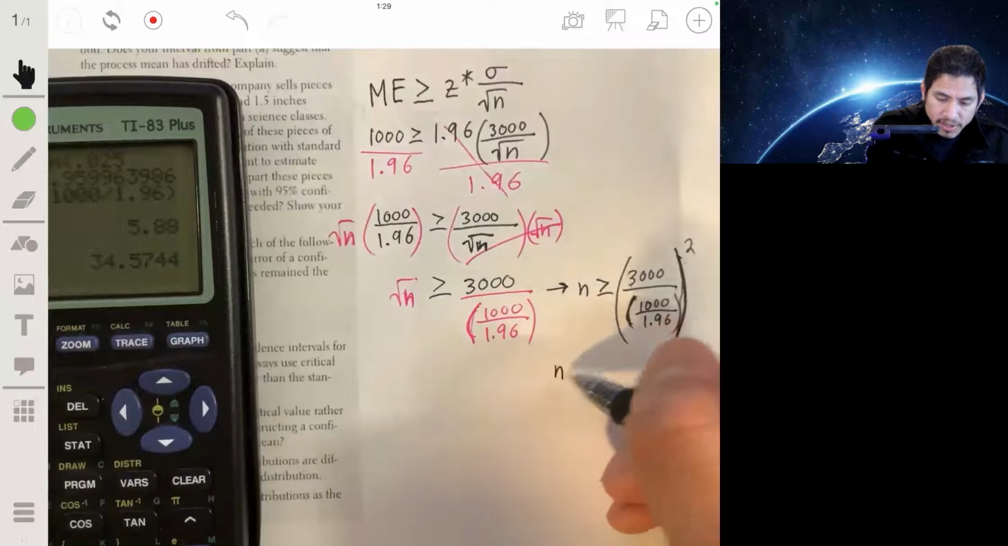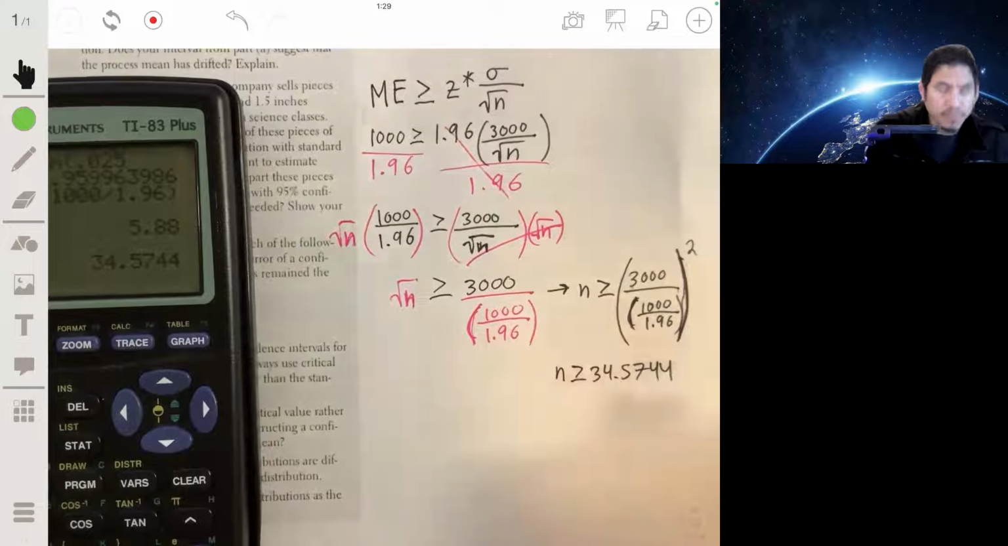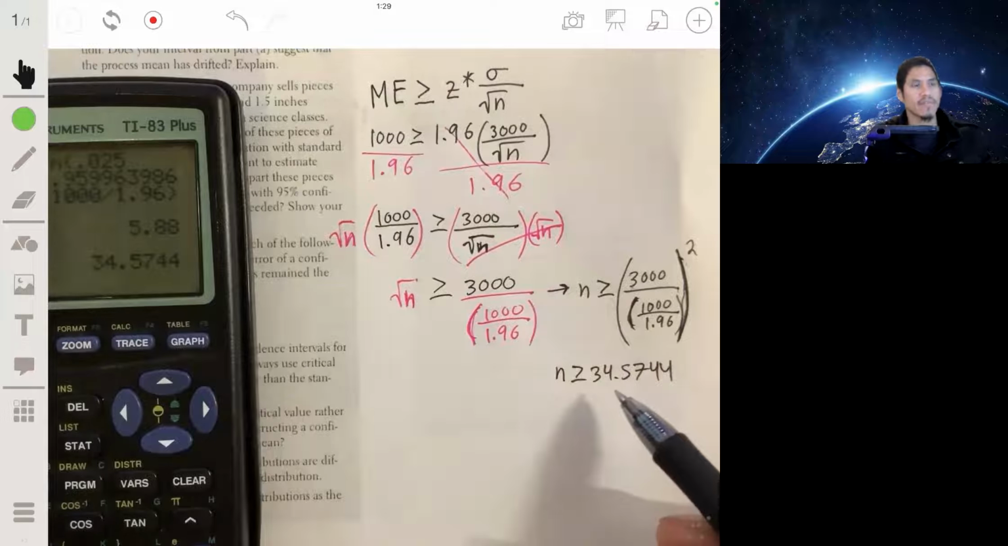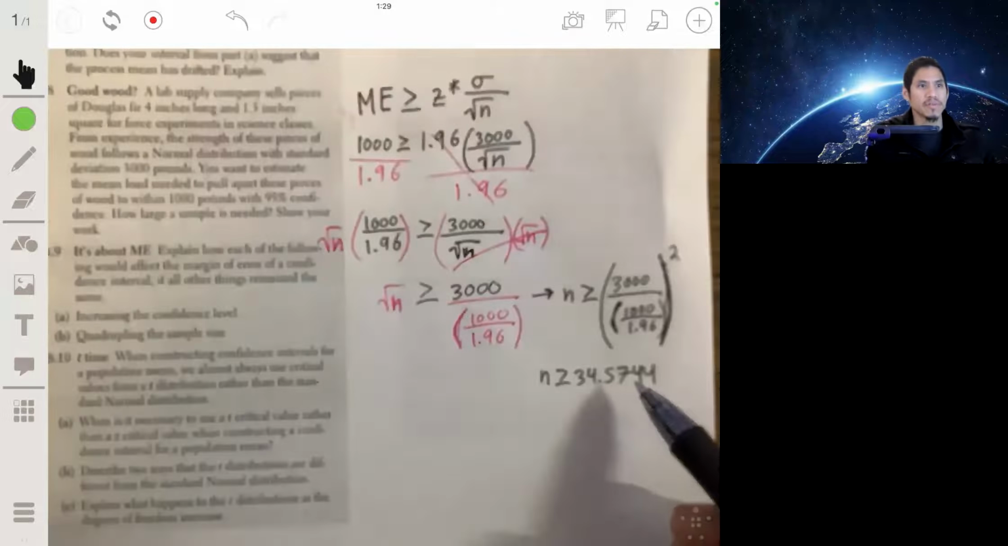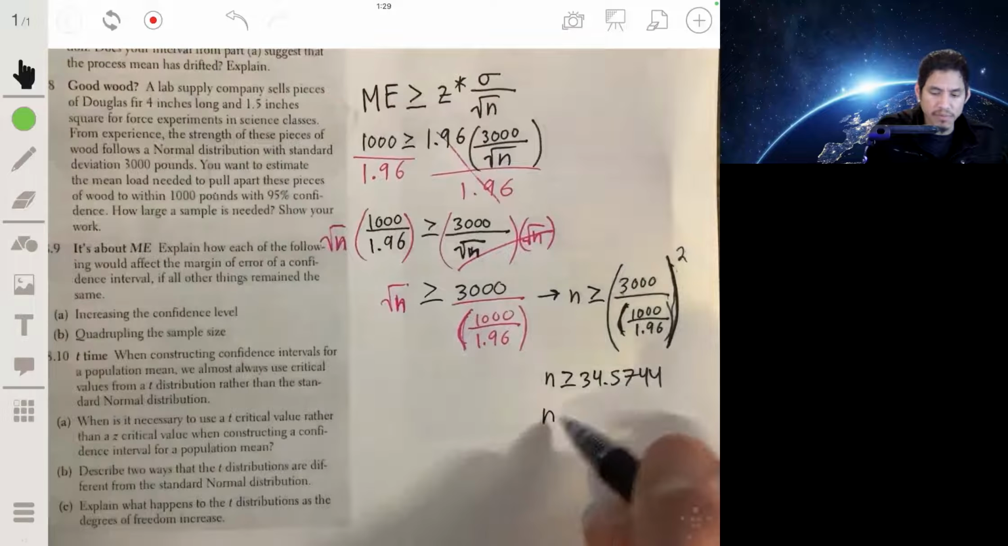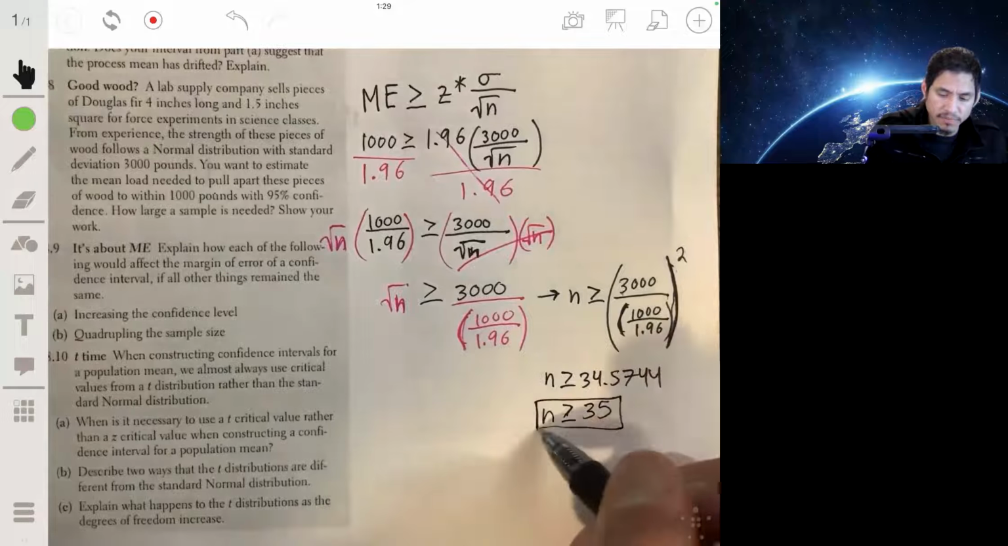So n has to be at least 34.5744. And again, since you can't have this as a number of individuals, you can't have this as a sample size. So we're going to move it up, so round it up. So our sample size has to be at least 35.